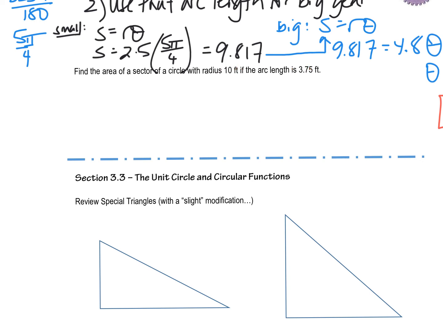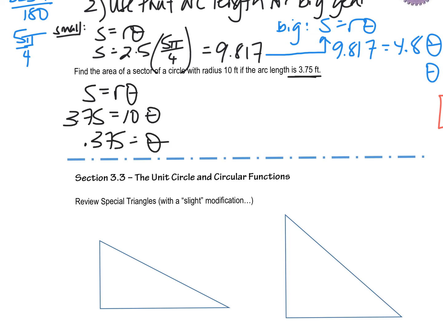So what I need is the degrees. I have a radius and I have an arc length, so what I'm going to have to use first is the arc length formula because that's what I'm given here. So 3.75, the radius is 10, I don't know the theta, so I'm going to solve for that, and I get 0.375 equals theta. And that's in radians, the formula gives me radians, so that's good. I don't have to convert it because this question is asking me for the area.